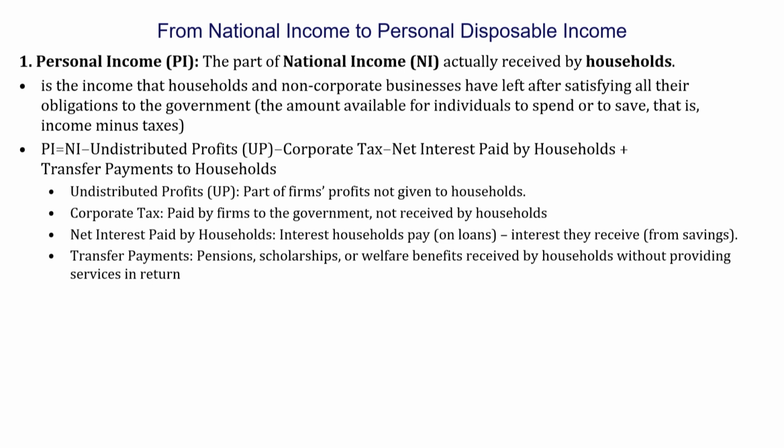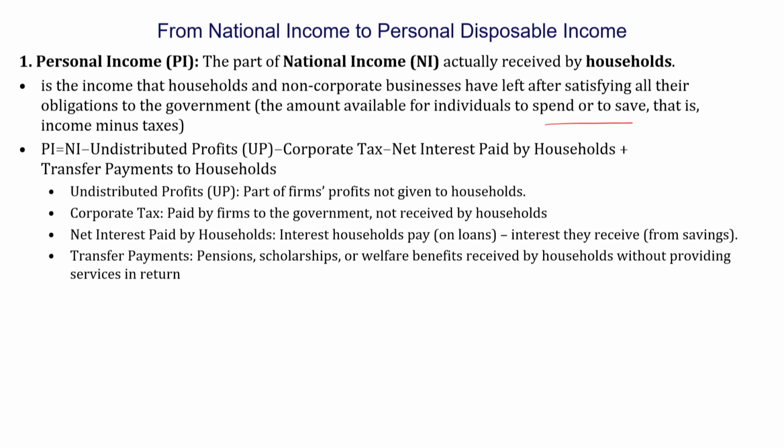From the discussion of GDP, GNP and NDP, let us now move a little more to the household level by discussing national income to personal disposable income. One of the main concepts here is personal income, PI. Personal income means the part of national income actually received by households. It is the income that households and non-corporate businesses have left after satisfying all their obligations to the government, that is the amount available for individuals to spend or save, that is income minus taxes.